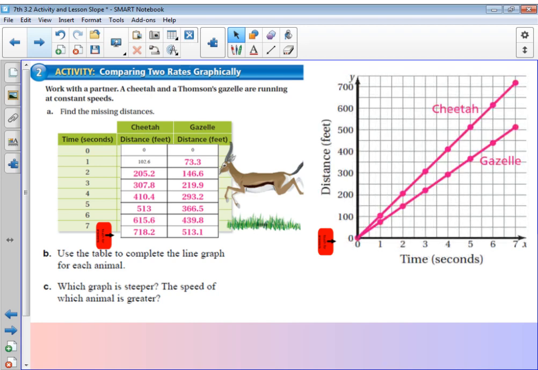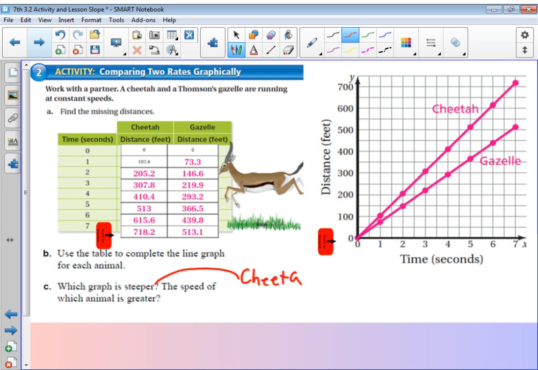Okay, so you should have ended up with a graph similar to this. Obviously, it may not look perfectly like that, but something similar to that. So the question on letter C, after we've completed the line graph, says which graph is steeper? Well, if you were to walk up a hill, which one would be harder to walk up? That would be our cheetah graph. And the speed of which animal is greater? So which one got a further distance away in the same amount of time? That also, whoops, I forgot my H, was also the cheetah. Had a faster speed.